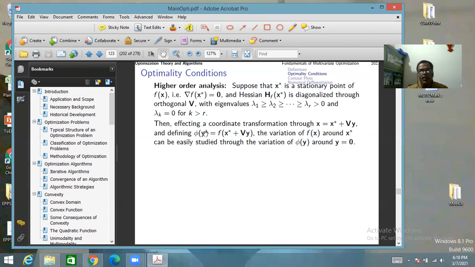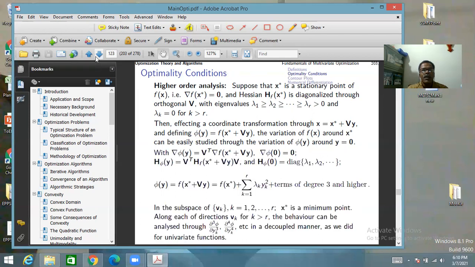Okay, so if you consider the variation of f(x) around x star by considering variation of phi(y), phi(0) is f(x star), and grad phi(0) is 0. That we already know. So grad phi(y) is obtained by differentiating this with respect to y. How to do that? Grad f will be multiplied with V transpose. This is basically the chain rule. So V transpose grad f at this point. When you put y equal to 0, you get V transpose grad f(x star), and grad f(x star) is 0 anyway.